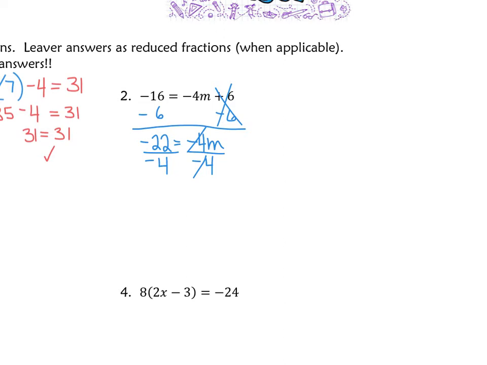So now notice that this is not evenly divisible. We will not get a whole number here. So m is going to equal negative 22 over negative 4. A negative over a negative is always going to equal positive. And then I see that both the numerator and the denominator, I can reduce and divide both of these by 2, so I get 11 halves.